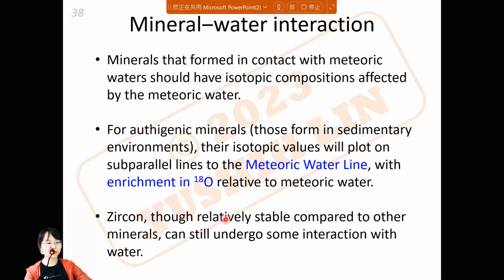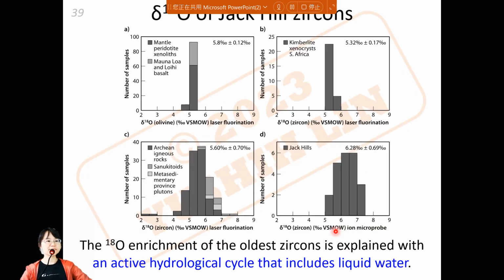So zircon, though relatively stable compared to other minerals, is a high temperature mineral and a stable mineral, but it can still undergo some interaction with water. So let's look at this graph. You can see that they measured many different materials. The x-axis is the delta 18O value, and these are the counts, the number of samples. The material here is anhydrous olivine. So you see its value is around 5. This is also anhydrous. It is mantle material.